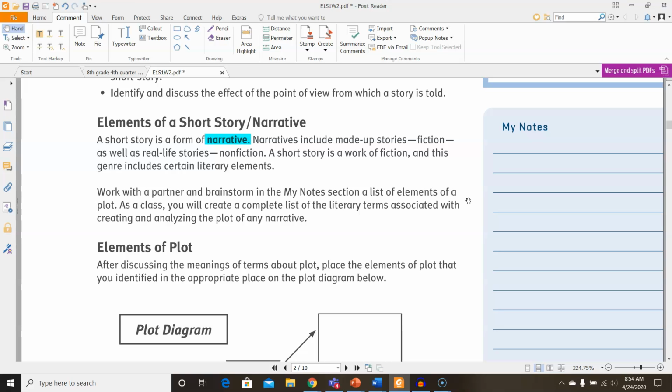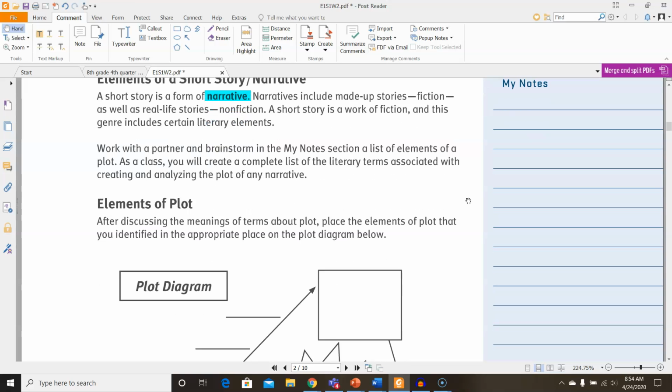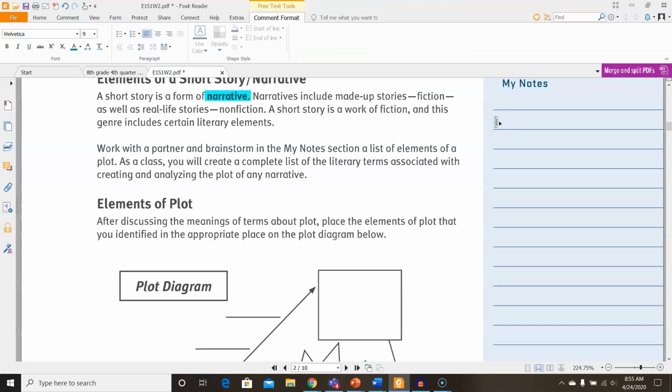Alright? So, we're not going to be working with a partner, but we are going to talk about the list of elements of a plot. I'm going to lead you. We're going to be creating a complete list of literary terms associated with creating and analyzing the plot of any narrative. So, think about the things that you need in order to tell a story.